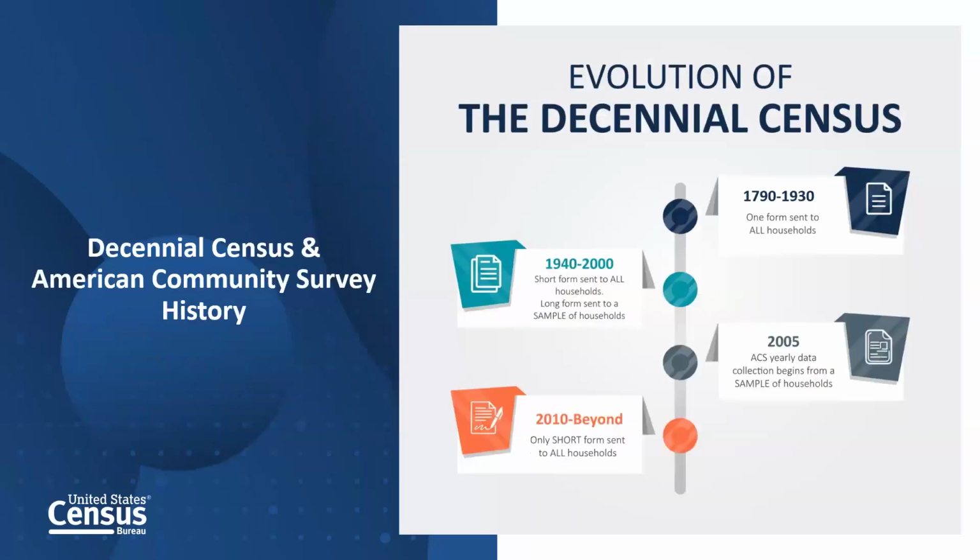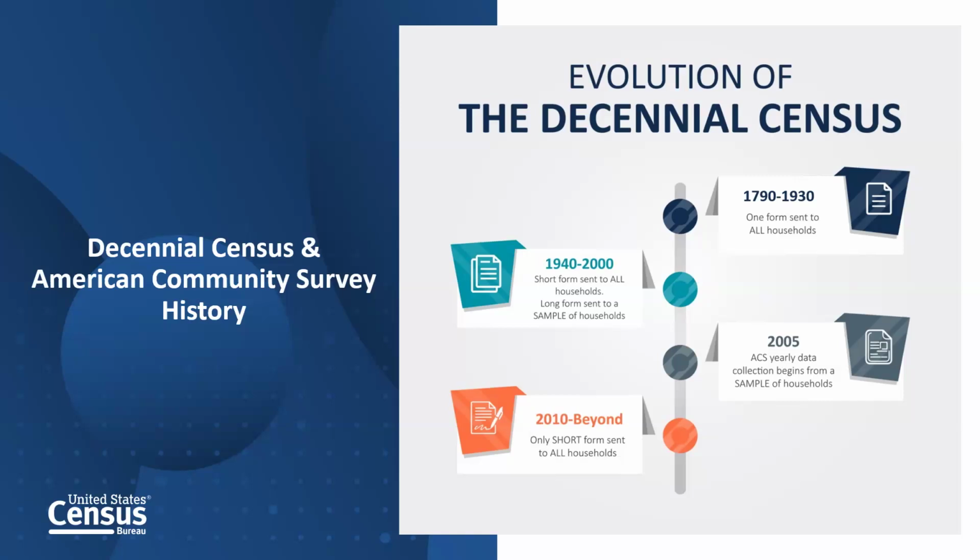Okay. So to understand what the decennial census and the ACS are and why they exist, we need to discuss a bit of their history. Every 10 years since 1790, Congress has authorized funds to conduct a national census of the U.S. population, as required by the U.S. Constitution.